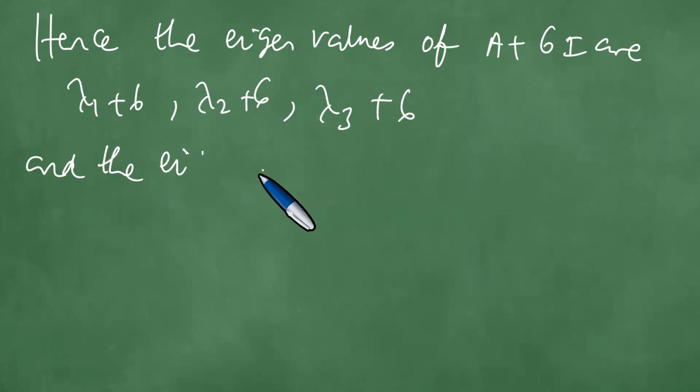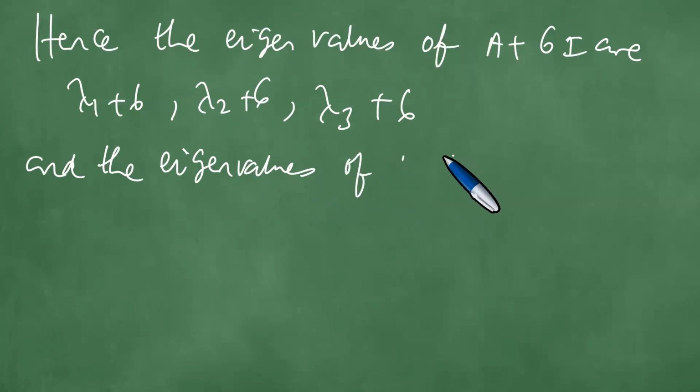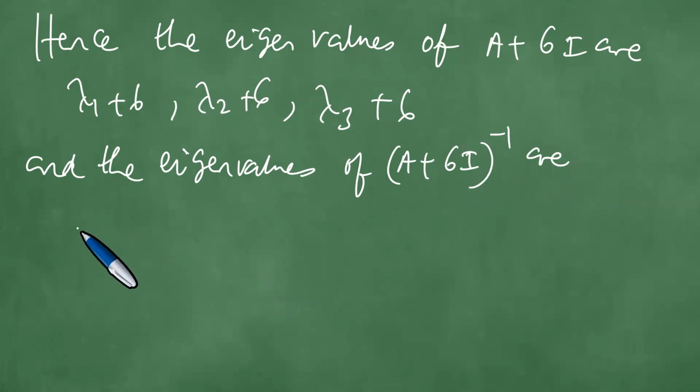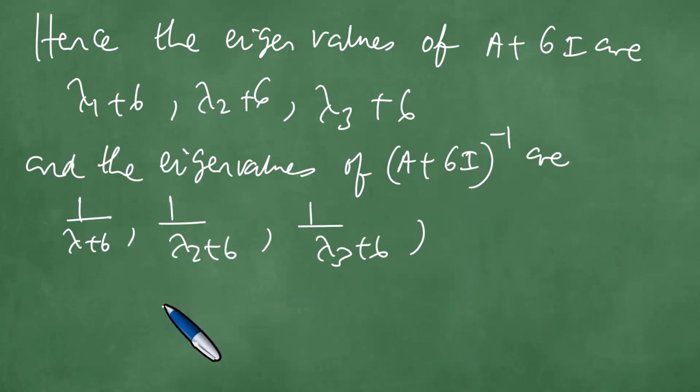Okay, I'm going to look at the graphical representation of the Gerschgorin circles here. But now I want to mention also that the eigenvalues of the matrix A plus 6I are 1 out of lambda 1 plus 6, 1 out of lambda 2 plus 6, 1 out of lambda 3 plus 6, and so on. For the inverse, we just take the reciprocals of the eigenvalues.